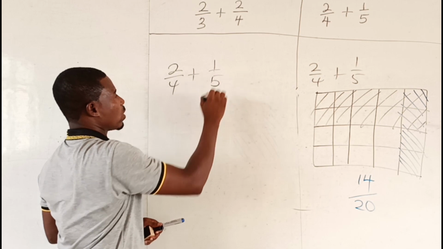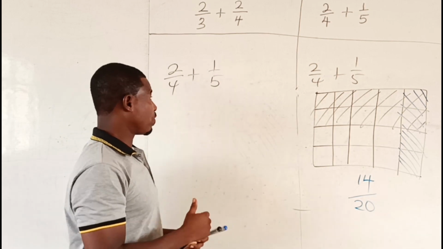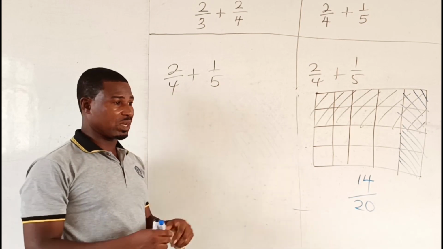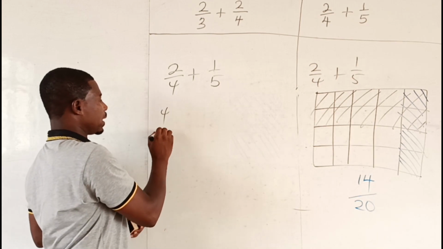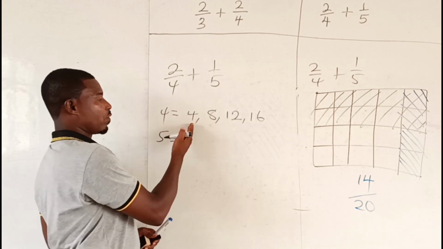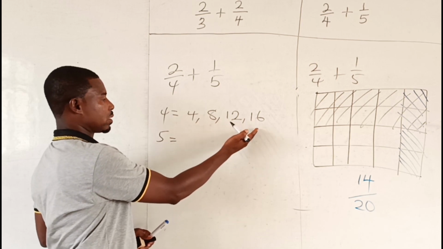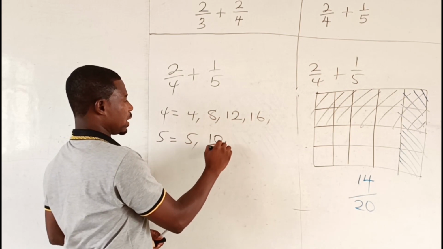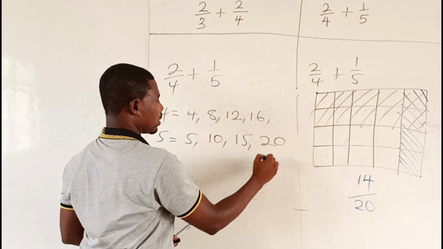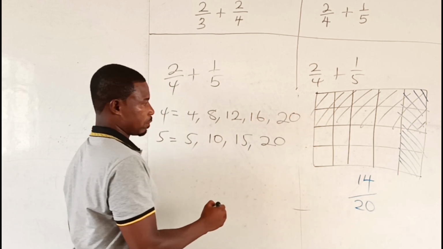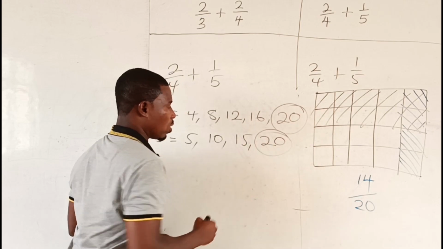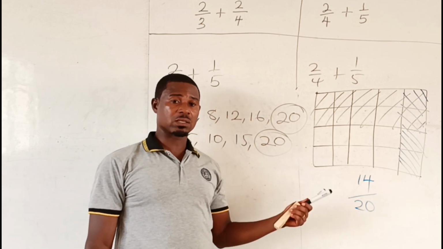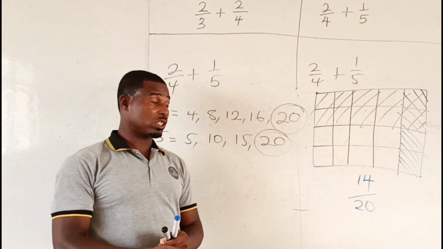2/4 plus 1/5. Again, let's go and look for the multiples of 4 and 5 in our bid to make them the same. So we have 4 here, 5 here. We have 4, 8, 12, 16. What about this? 5, 10, 15, 20. So the next one will be 20. So now this is the first common multiple of 5 and 4. So we always use the first multiple as the least common multiple.